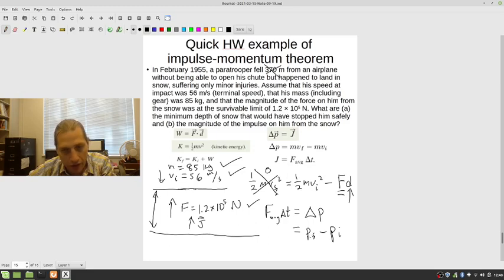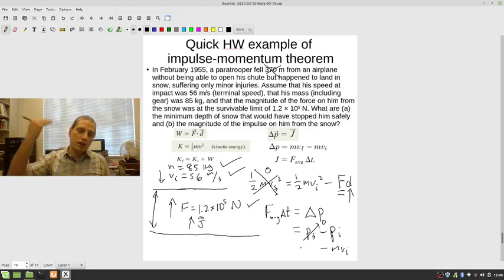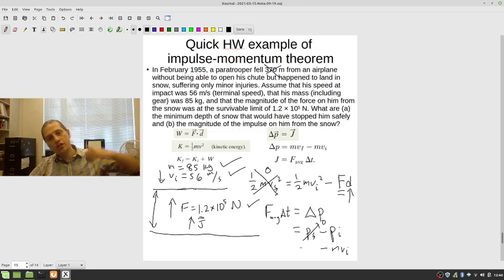So your final speed is 0, so that is 0. And this is just going to be minus m times v initial. So that gives you your impulse from your change in momentum. Okay, so that's the idea. Just the same way that work changes kinetic energy, impulse changes momentum.